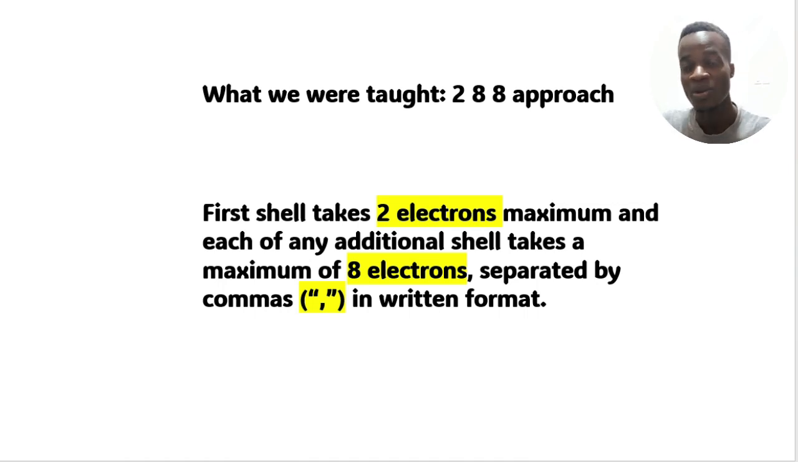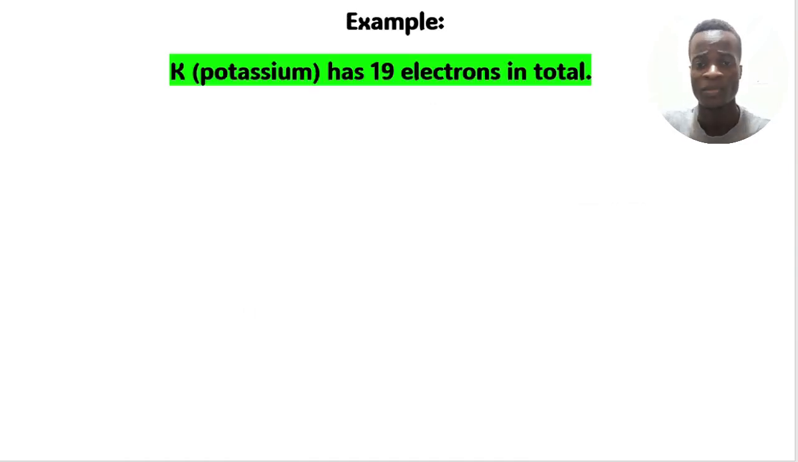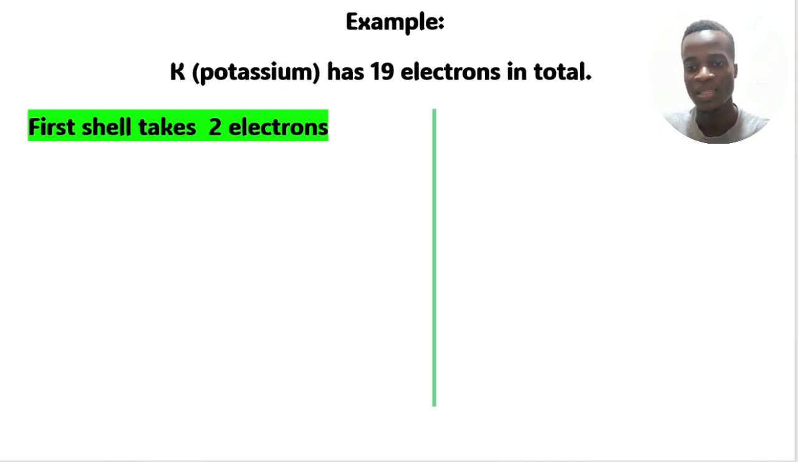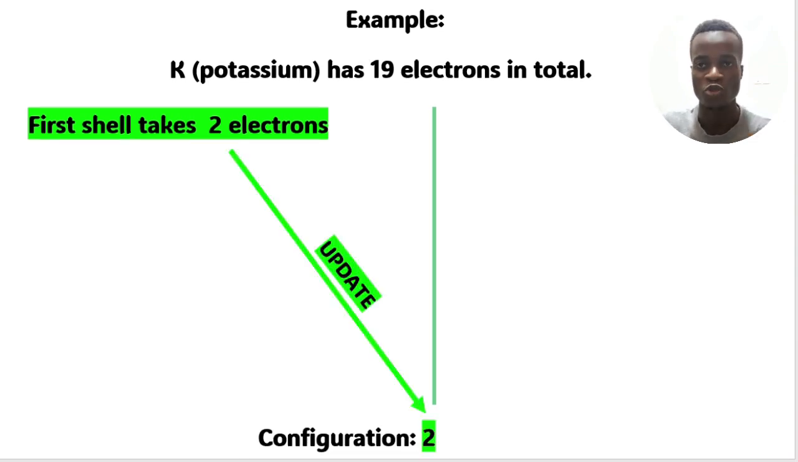But let's revise that by looking at an example. Let's focus on potassium, right? Potassium has 19 electrons in total. So the first shell takes 2 electrons. We are following the 2-8-8 approach. So the first shell takes 2 electrons. You write the 2 down and update the configuration. That's the very first one.